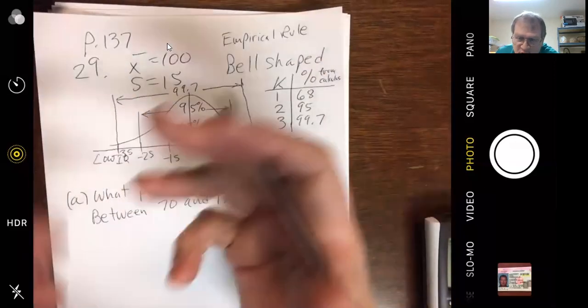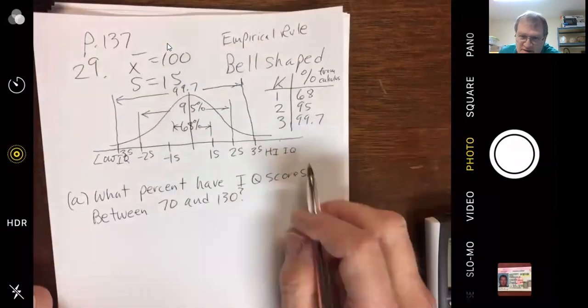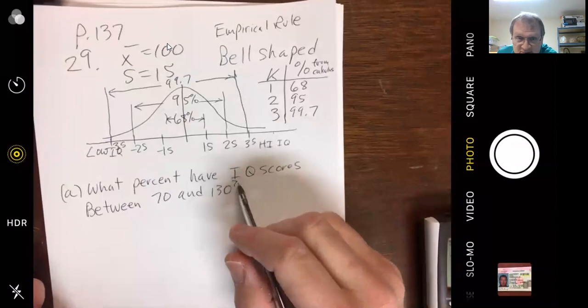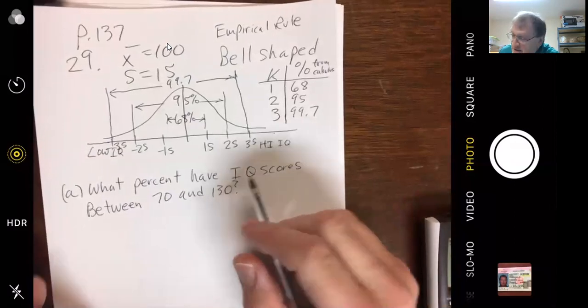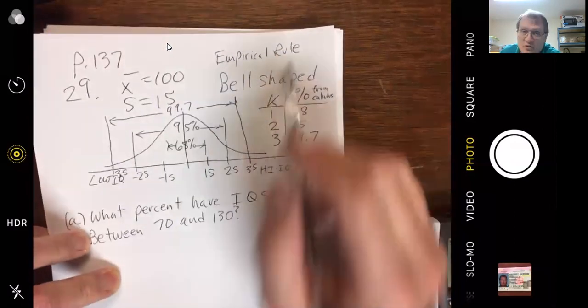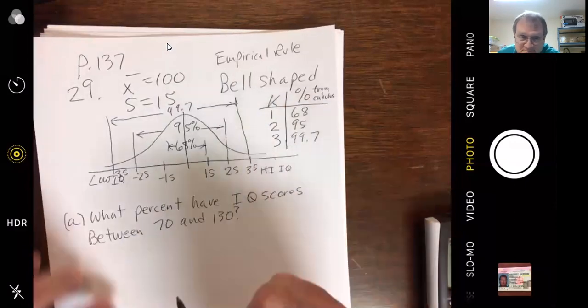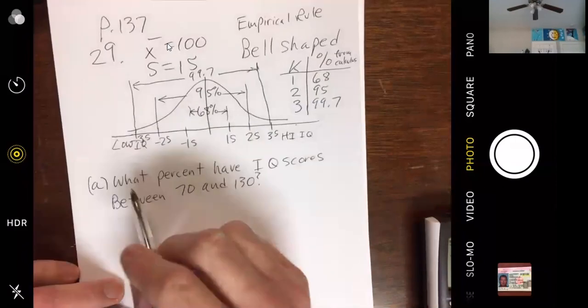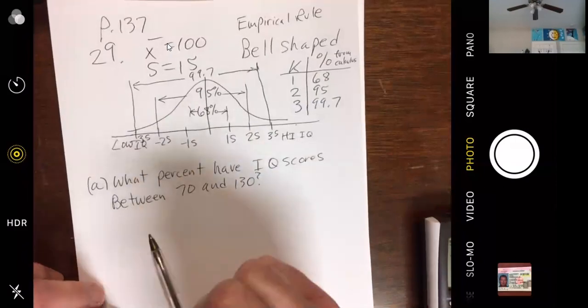I would say you'd have to memorize it. In a regular classroom, you'd have to memorize this. Online, I can't make you memorize it. But you need to know that when it says empirical rule, they're following this table. Are we ready to go on and figure out what percent?